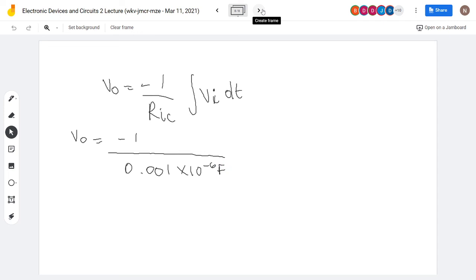Times 10 kilo ohms. R is 10 kilo ohms. So 10 times 10 to the 3. And then you're going to put the integration sign.